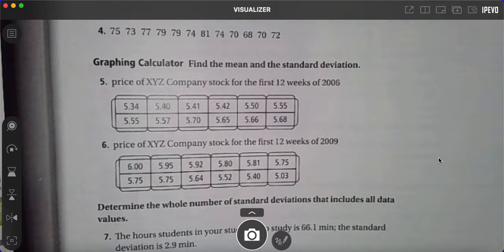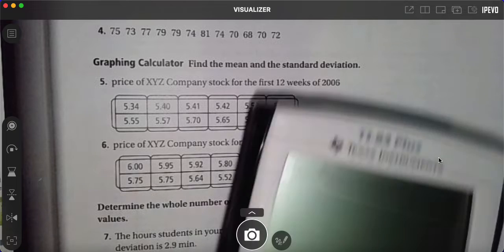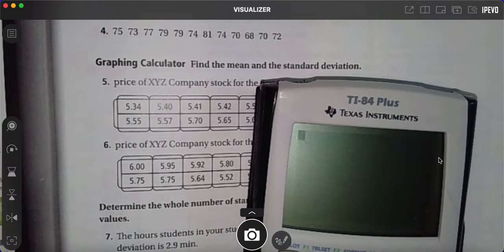Are you paying attention so you can do number 6? Y'all are going to do number 6 using the calculator. What you can do is find the standard deviation using your calculator. You can also find the variance from there if that's what it asked for.